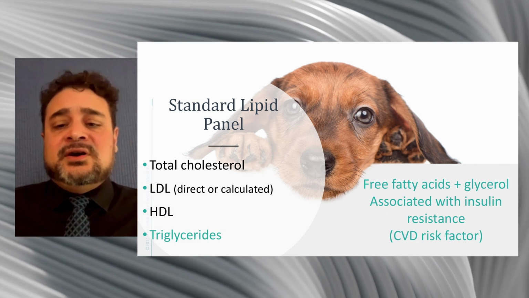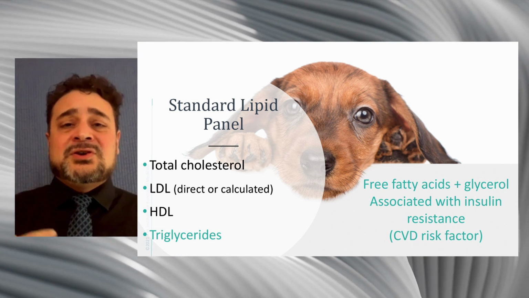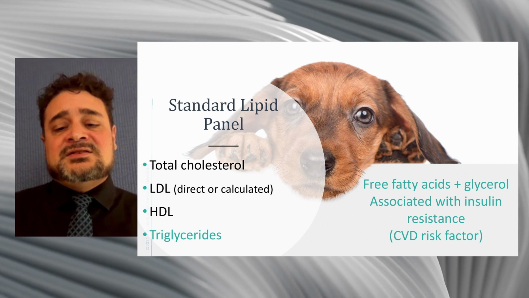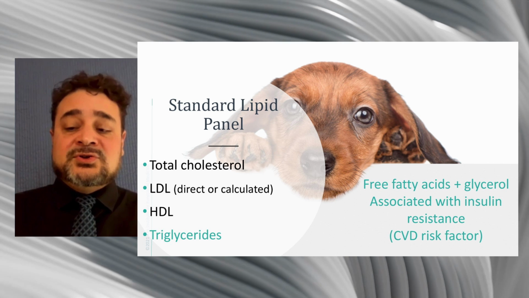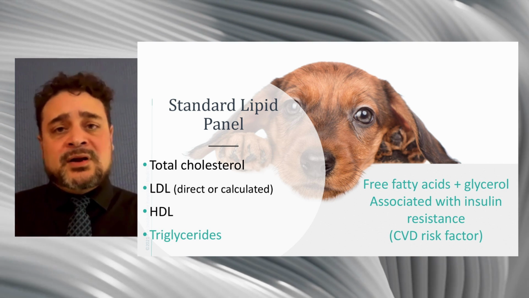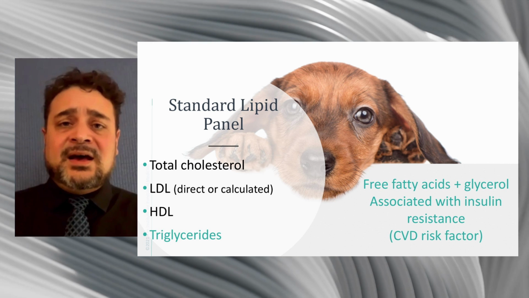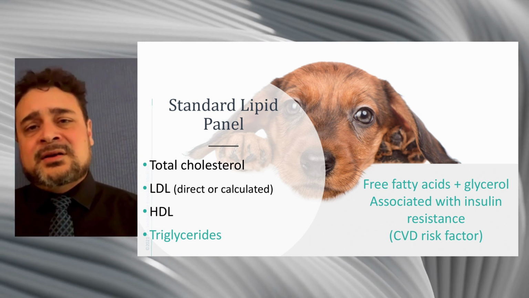And then you have triglycerides. You have free fatty acids plus glycerol mixed together. They're associated with insulin resistance. And this is a cardiovascular disease risk enhancing factor as well. Having an elevated triglyceride greater than or equal to 175, you're going to want to bring that down. So any patient that has these numbers out, you got stuff to talk to them about. You got stuff to work on.